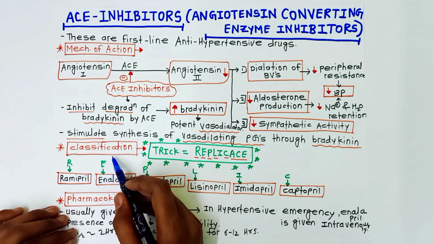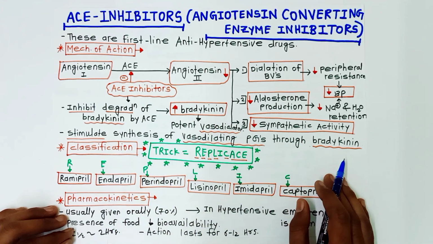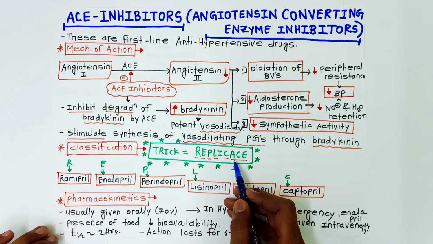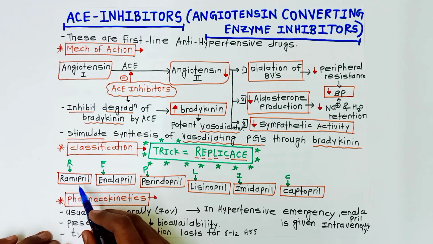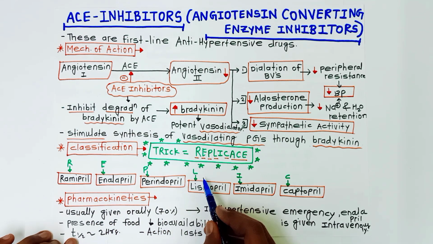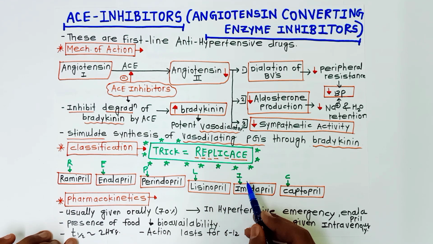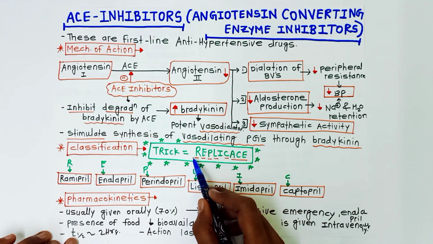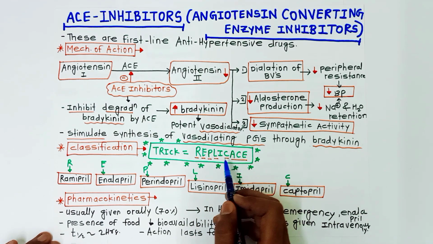Then next is classification. What are the drugs? Enumerate drugs, ACE inhibitors. The trick is REPLICASE. So R for ramipril, E for enalapril, P for perindopril, L for lisinopril, I for imidapril, and C for captopril, and this ACE for ACE inhibitors. So very easy to remember trick is REPLICASE.